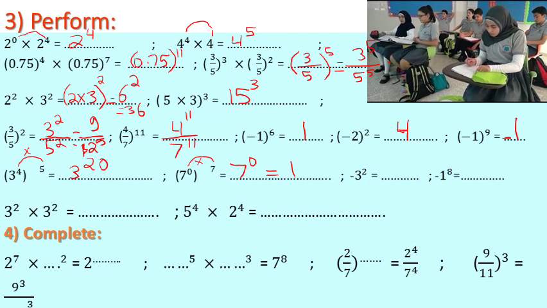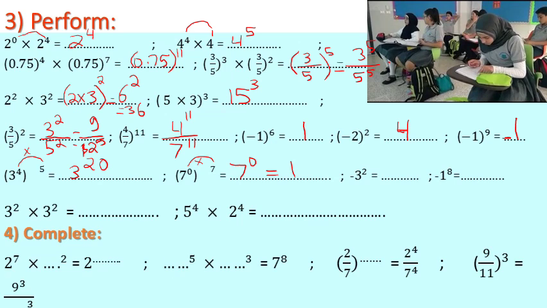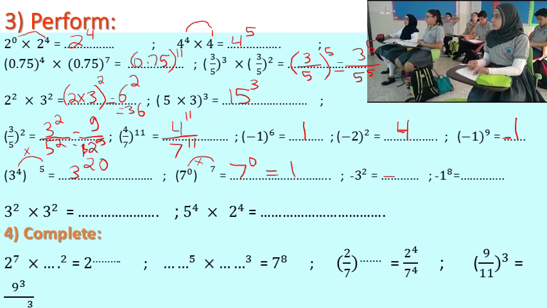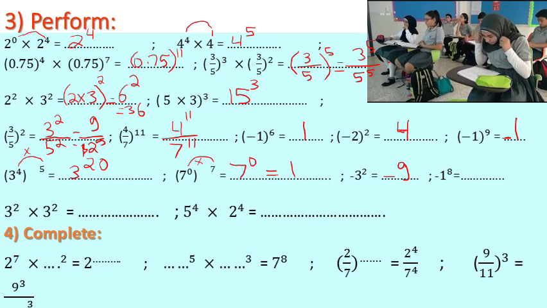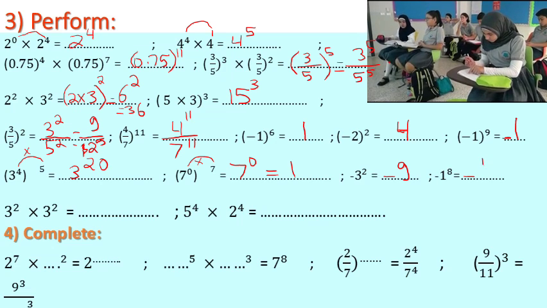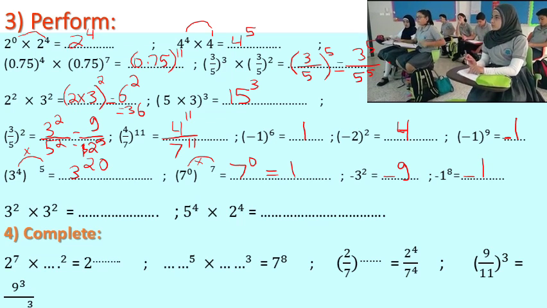Now minus 3 squared, Ala. Equal minus 9. Why is it minus 9? Because the exponent is not for the minus, it's only for the 3, so it is minus 9. Minus 1 to the power 8, Hassan. The answer is minus 1 also, because the minus has nothing to do with the exponent.